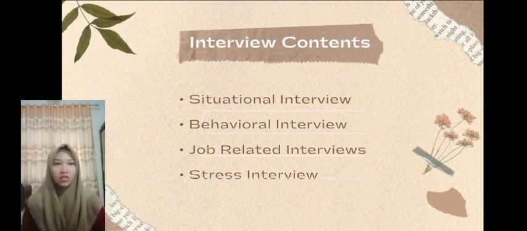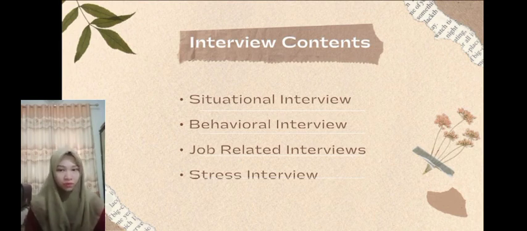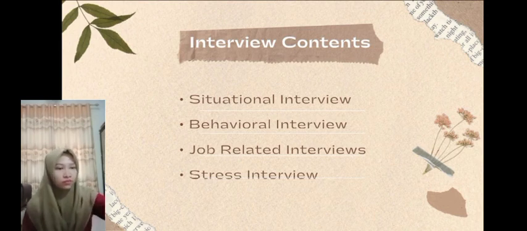Next slide about interview content. First is situational interview. 2. Behavioral interview. 3. Job related interview. And 4. Stress interview.